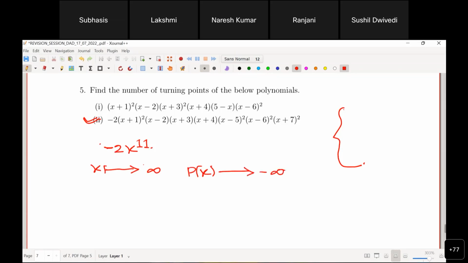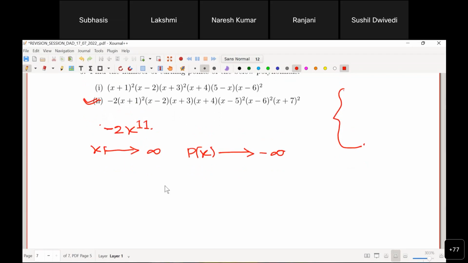Yes. And then we have to go by the roots. So the roots are -7, -4, -3, -1, 2, 5, and 6. Just a minute. So the roots are -7, -4, -3, -1, 2, 5, and 6. Okay. So what is the multiplicity of, please.